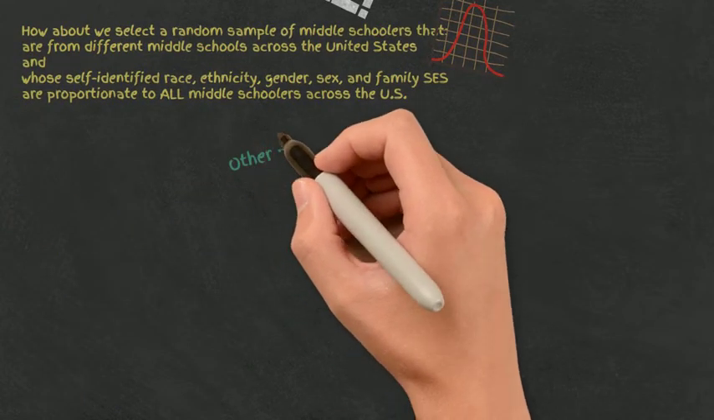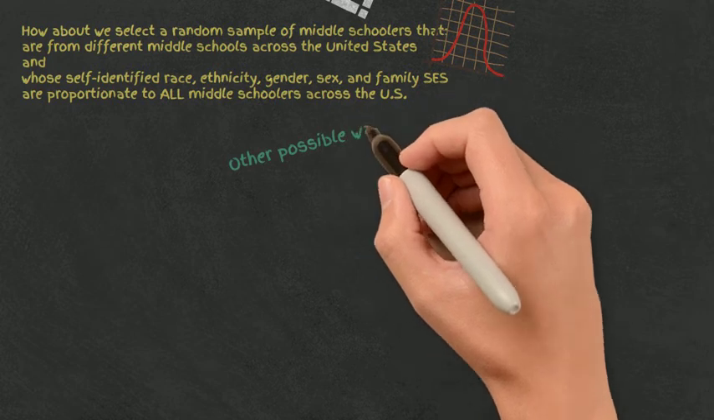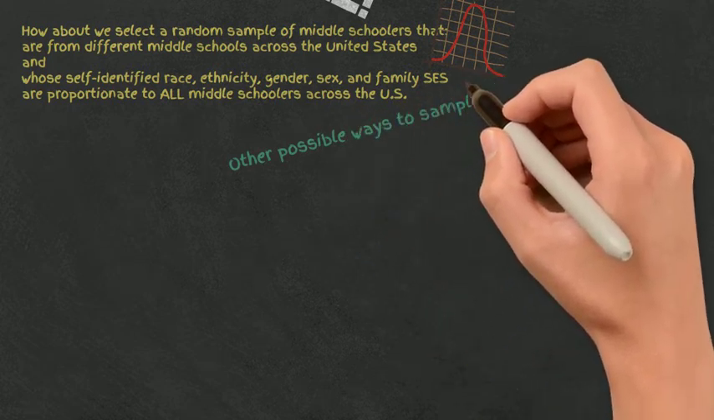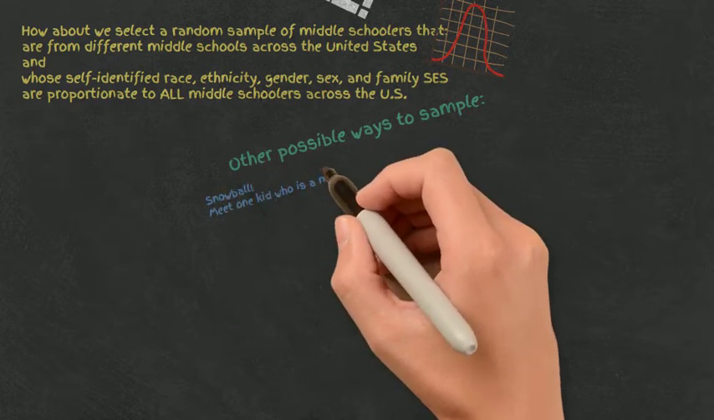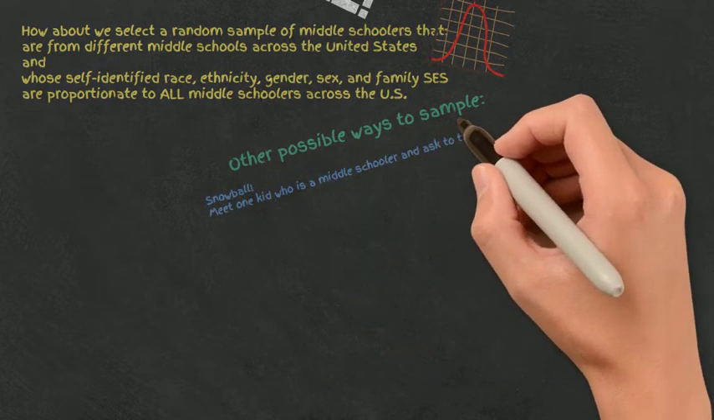Now, there are different ways we can sample. Snowball sampling means meeting one middle schooler and asking to speak to their middle school friend, and then asking that friend if you could speak to their middle school friend.